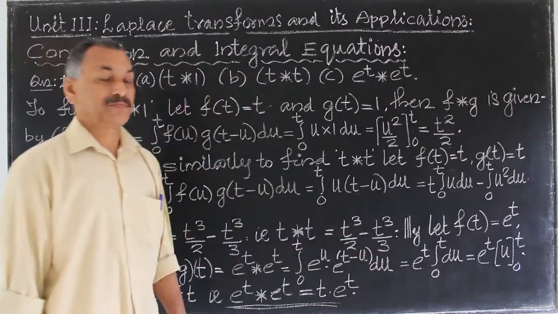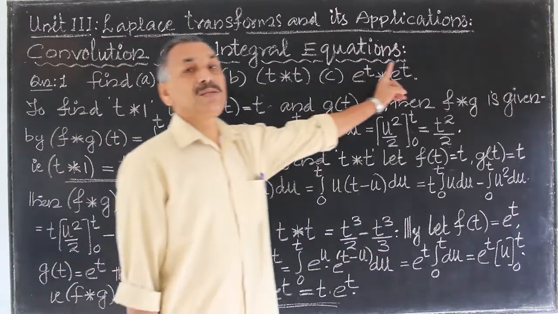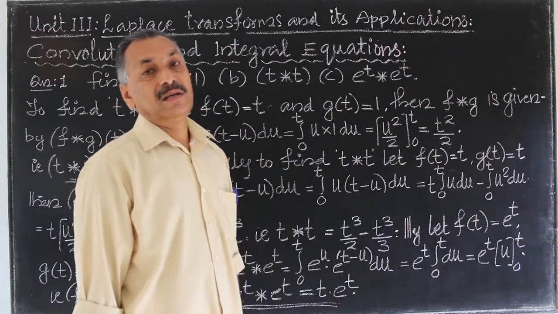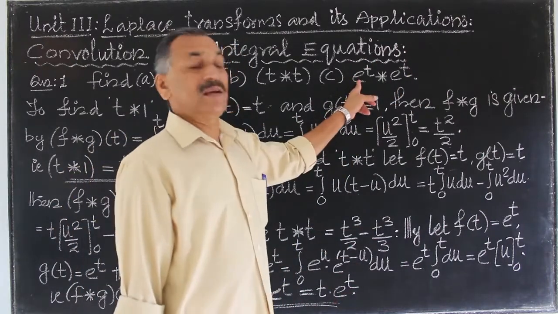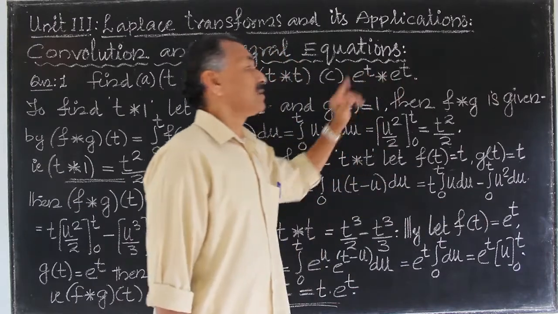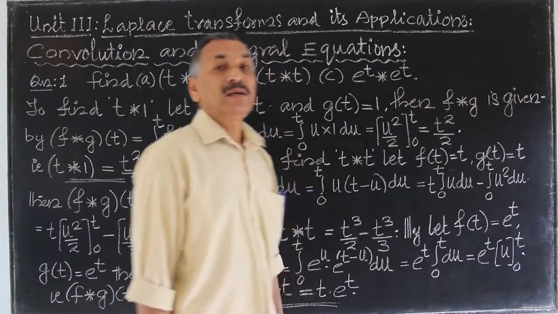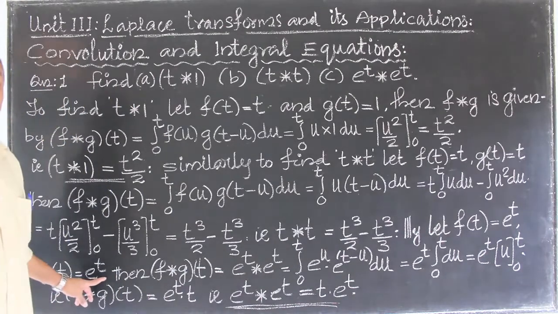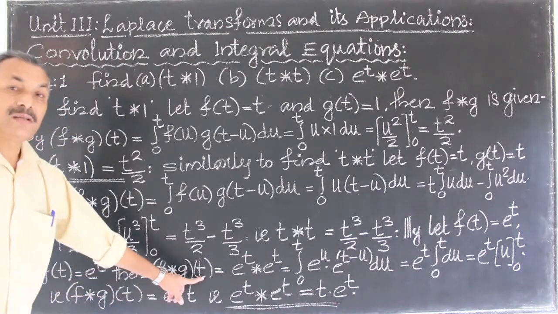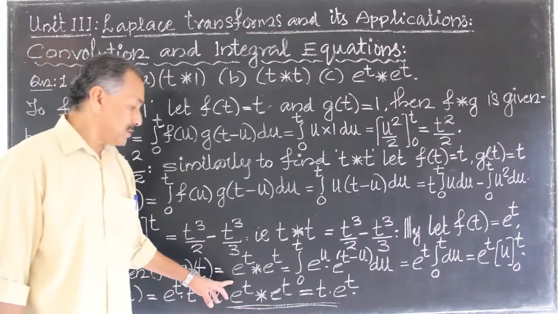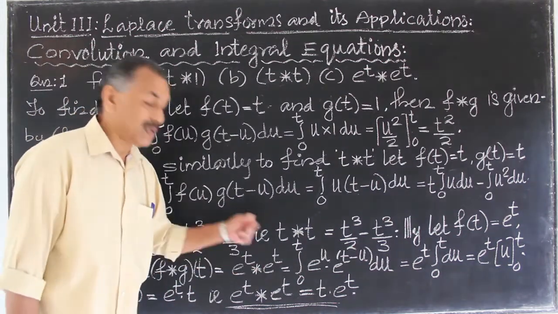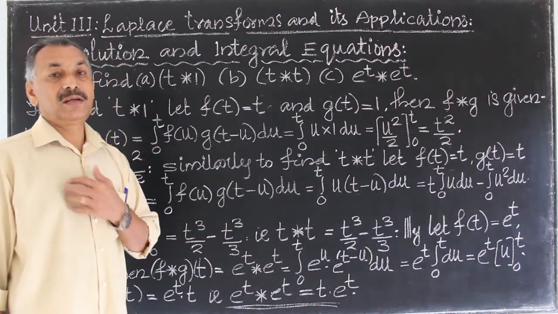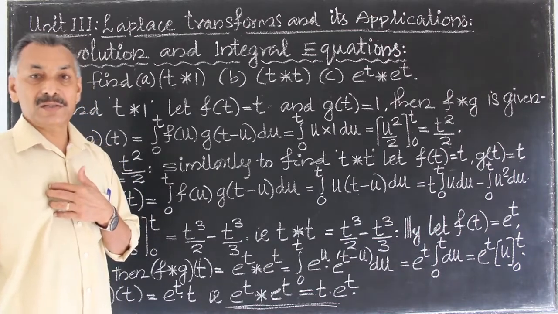Any other, like e raised to t after e raised to t. Let f of t be equal to e raised to t. What about g of t? g of t is also e raised to t. Then what is f after g of t? f after g of t is equal to e raised to t after e raised to t.